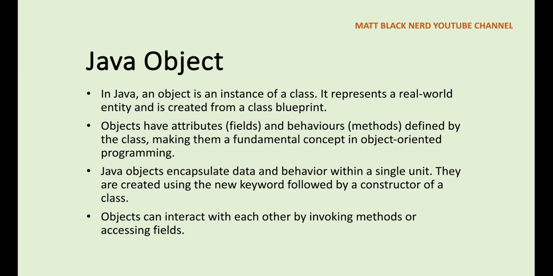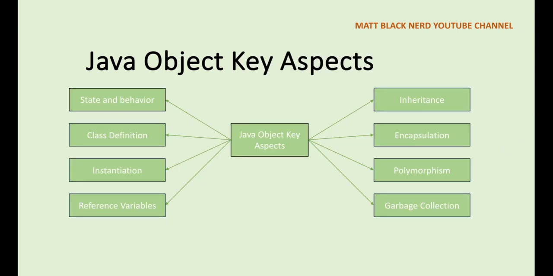Java objects encapsulate data and behavior within a single unit. They are created using the new keyword followed by a constructor of a class. Objects can interact with each other by invoking methods or accessing fields. These are the key aspects of Java objects. Let's look at these aspects in detail.